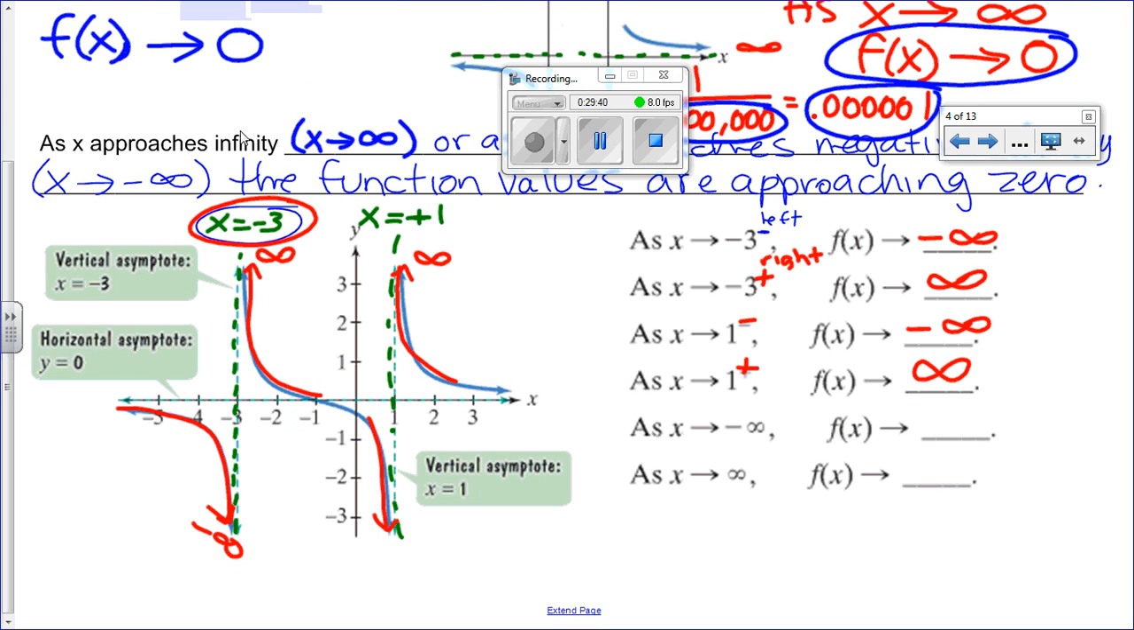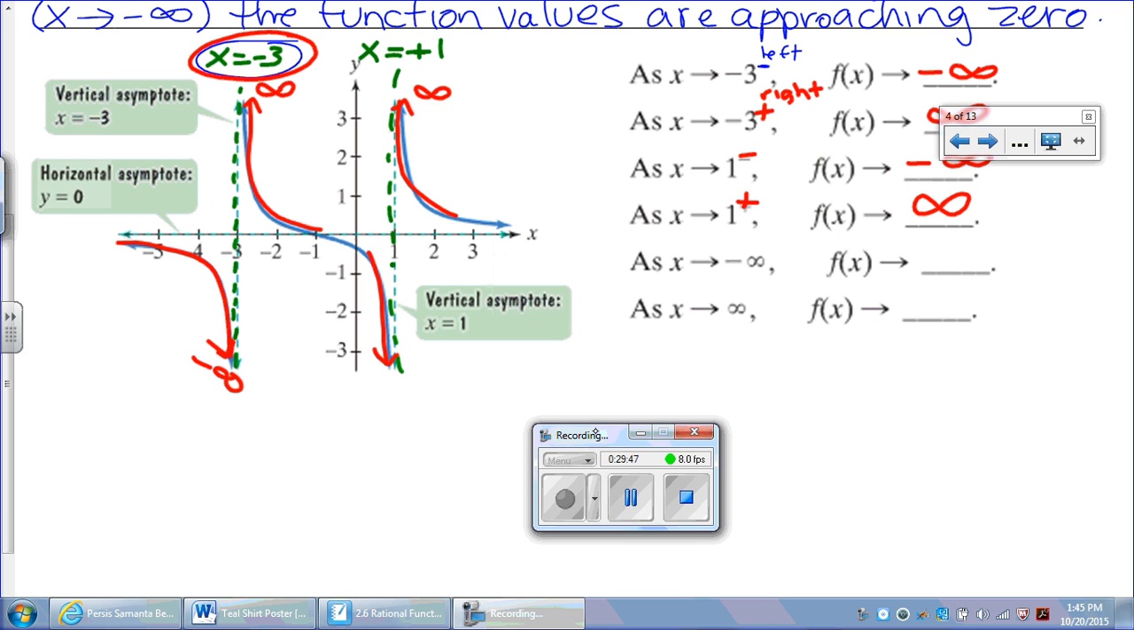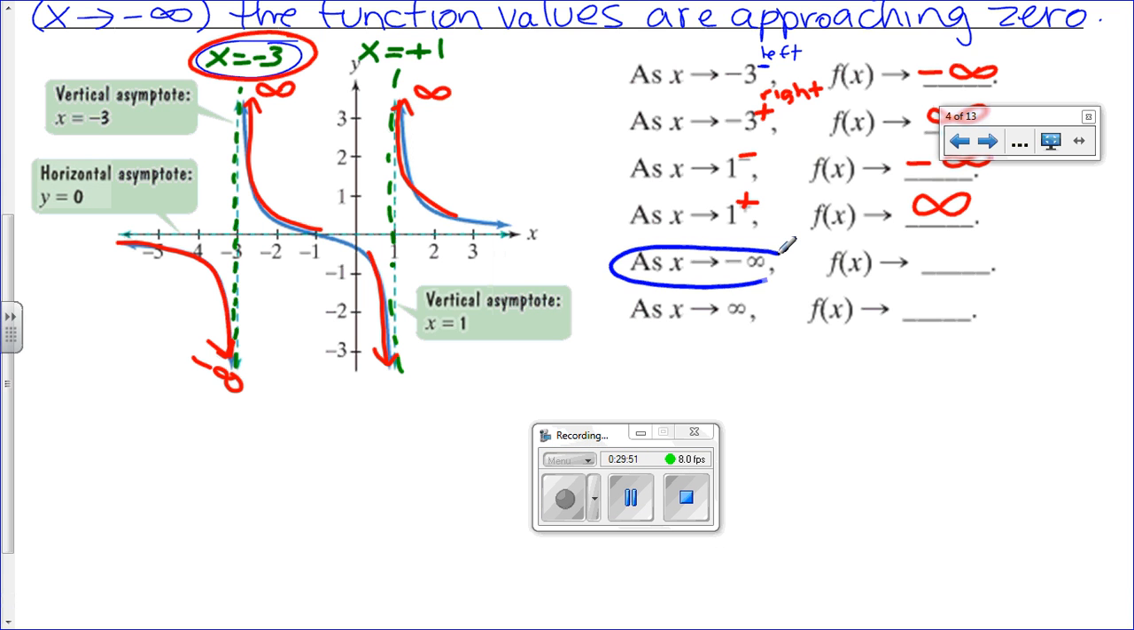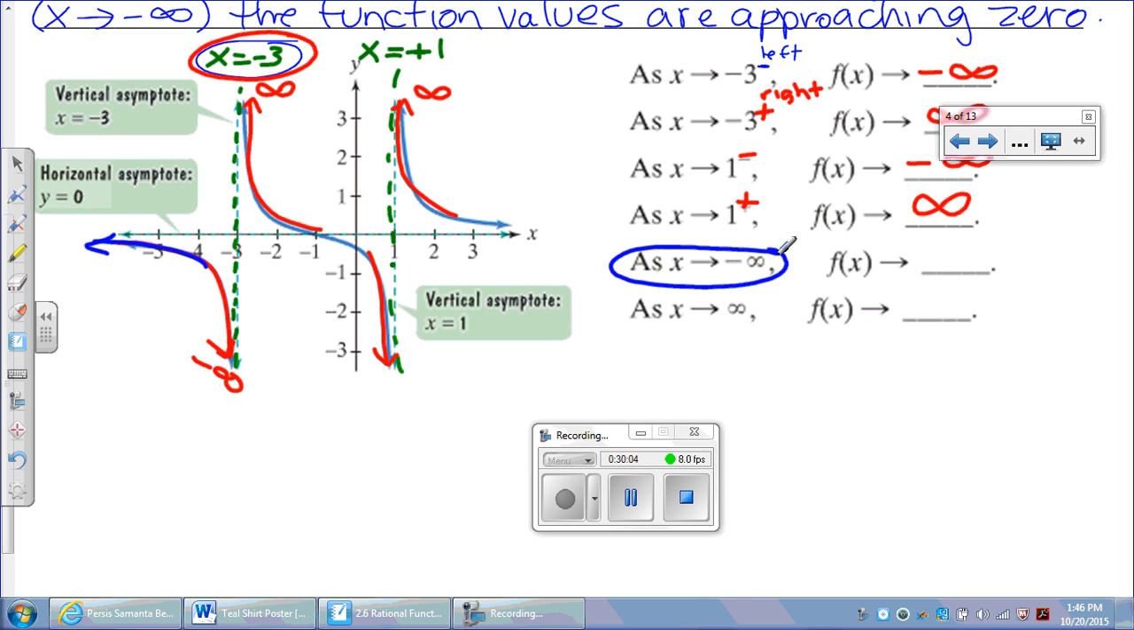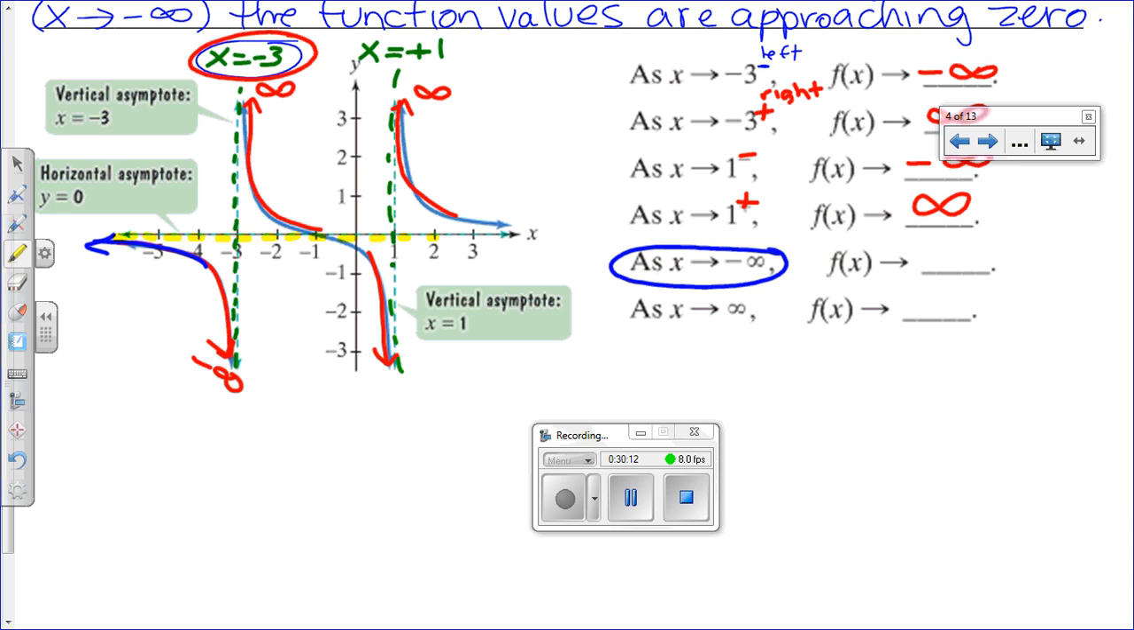Now for the last two, the first one, x is approaching negative infinity. That means the x values are decreasing. So now I'm going to look at this part of the graph. And just in case you haven't seen it, there is a horizontal asymptote here on the x-axis. Or, in other words, the line y equals 0. So if we were to extend the x-axis, you will see that the graph is not going to touch the x-axis. So the function values will just get smaller and smaller, so we say they approach 0.